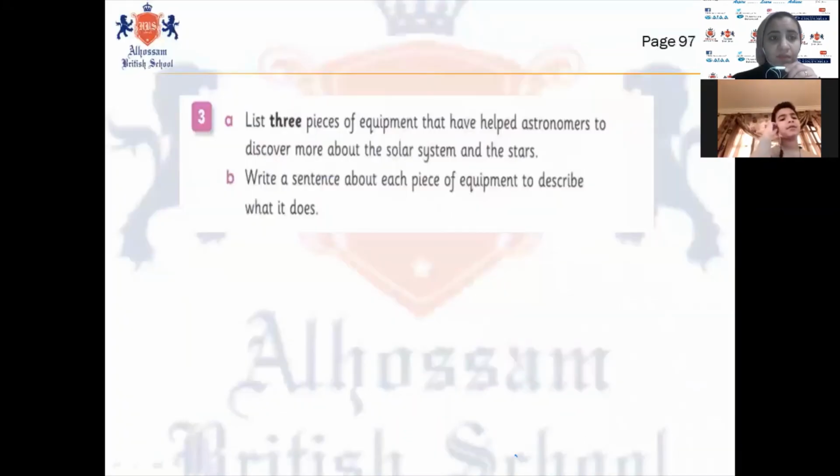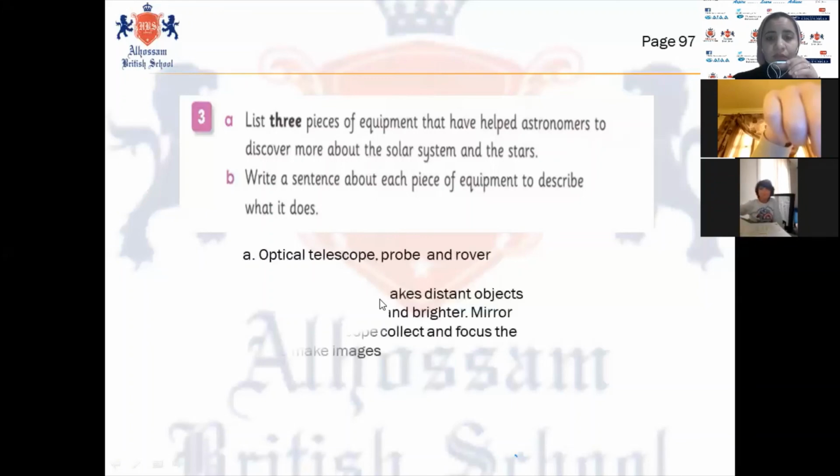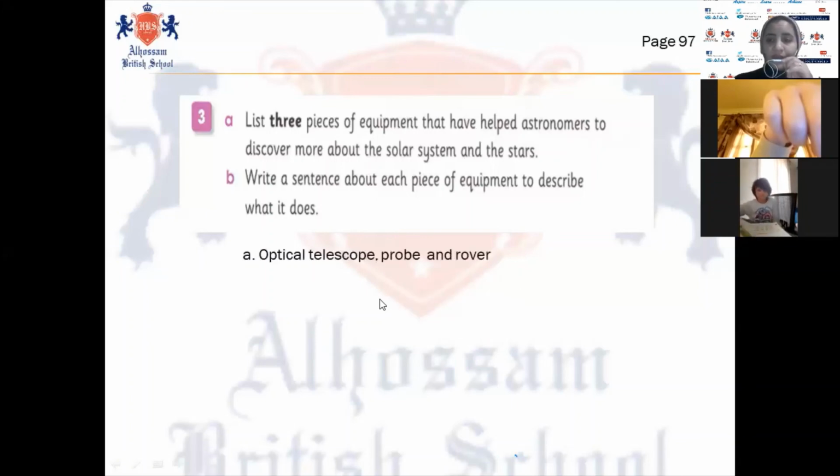Last question. Yes, Adham. List 3 pieces of equipment that have helped astronomers to discover more about the solar system and stars. Telescope, excellent. Microscope, no. Optical telescope, okay? Optical telescope. And robots, ships, rovers. And rovers. You will see, look at the last question.